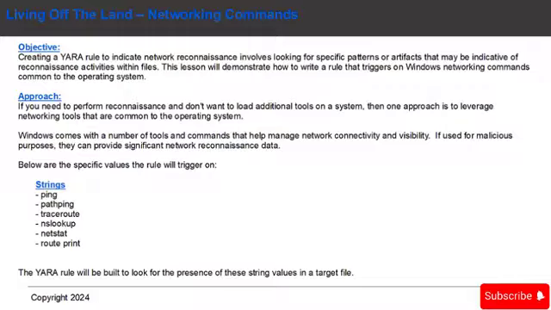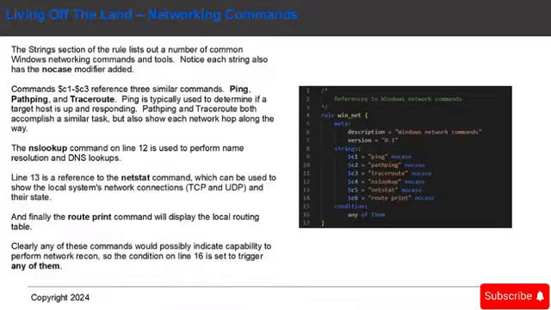So in this lesson, we're going to focus on the network reconnaissance side of things, building a Yara rule that will help us look for the usage or the reference of certain internal operating system and tool commands that come with the Windows platform. So what we're going to look for will be ping, pathping, and traceroute, references to NSLookup, netstat, and route print. That's going to form the basis of the rule that we're going to write for this particular lesson.